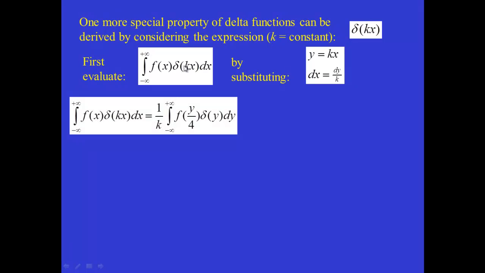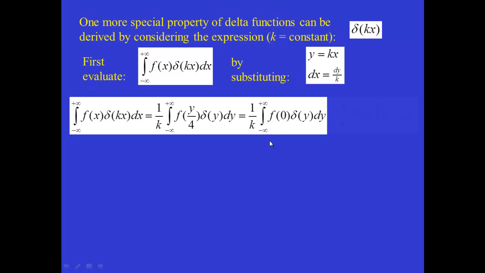So delta of kx becomes delta of y, and dx becomes dy over k. So 1 over k comes outside, and we're left with the functional value at y over k. The domain of integration is the same for both x and y because they only differ by a constant, so the integral still runs from negative infinity to infinity. So what do we do with this? Well, the singular point is at y equals 0, so we plug in f of 0 over k, or just f of 0.